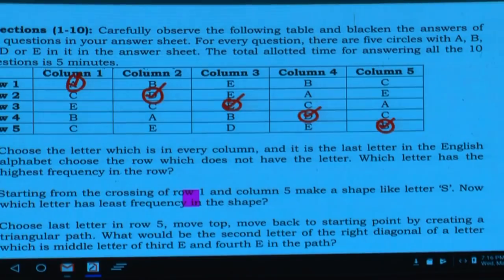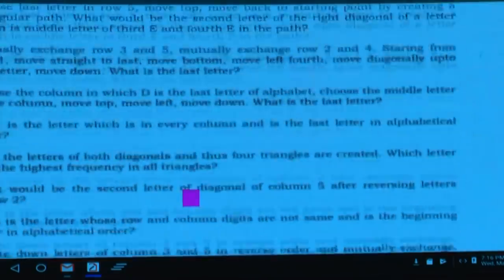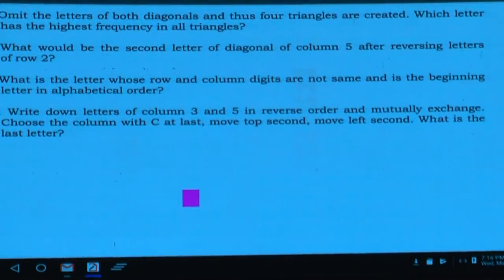Then question number 10. Now question number 10: write down the letters of column 3 and column 5 in reverse order. Columns 3 and 5 should be in reverse order and mutually exchanged. And choose the column with C at the last. With C at the last, move top, second and so on. Where is C at the last, tell me. Now C at the last.